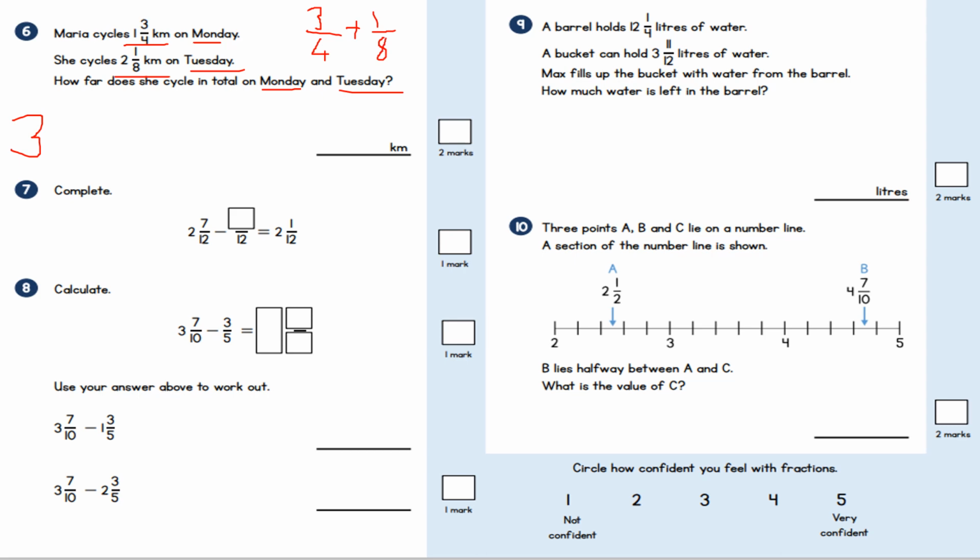So changing the quarters into eighths, I get 6/8 plus 1/8, which is equal to 7/8. So the answer I get in the end is 3 whole and 7/8. So she cycles a total of 3 7/8.